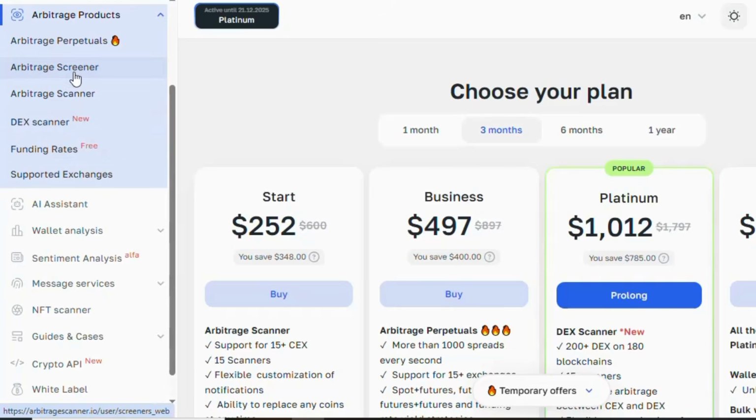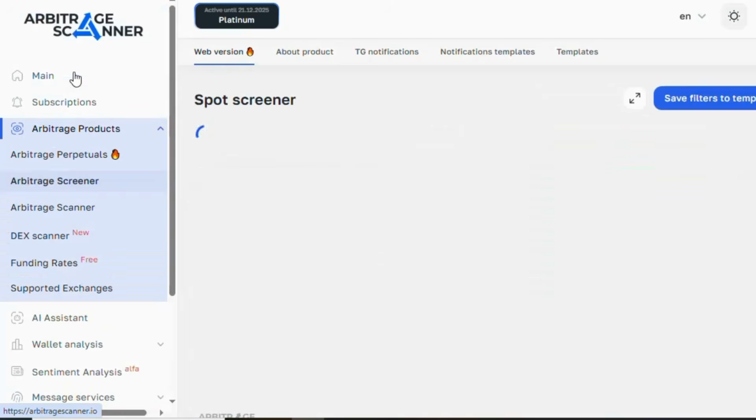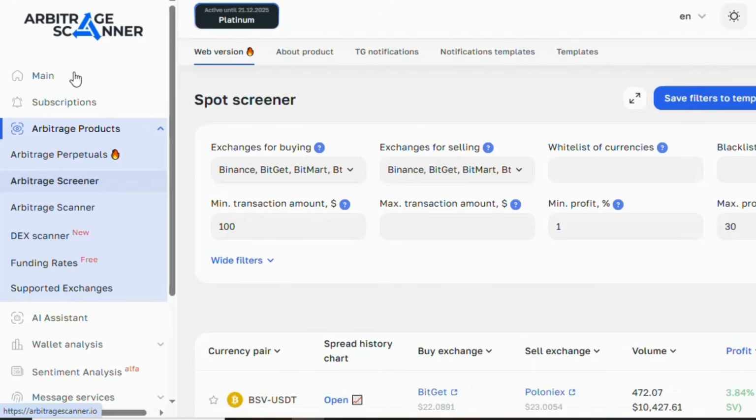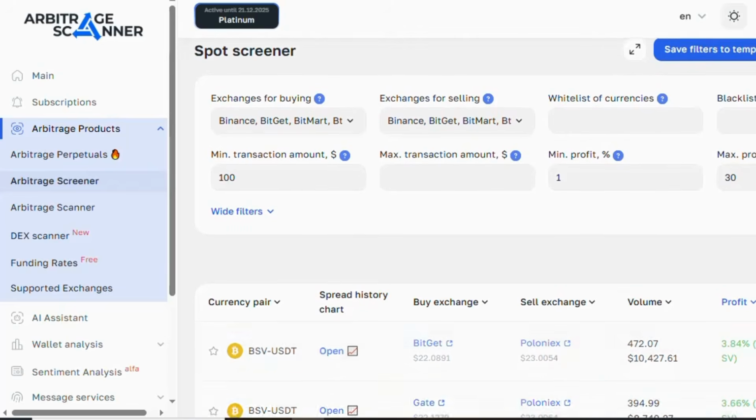So I'm going to go to the arbitrage screener, and this is because I want to find different cryptocurrencies at different prices in the market. And mind you, I'm not using only this tool, I always use other tools to do further research. So this is not a way to get rich quick. It is what you can use to do your research and make informed decisions.